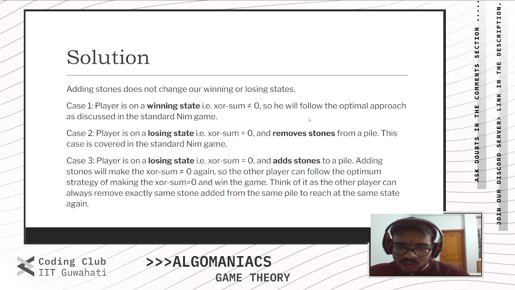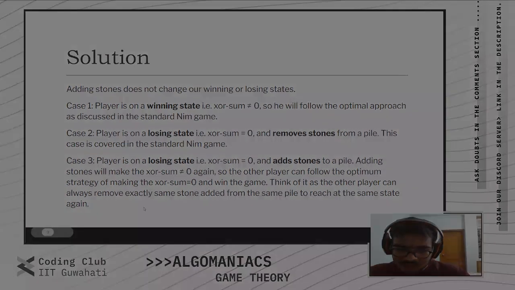just one stone in the last pile, that makes it 1, 2, and 4. So what the player can do is just remove that one stone from the last pile and make it 1, 2, 3. So he just reverted those changes and made the XOR sum 0 again. So that's how it works. That's what I've written. Think of it as the other player can always remove exactly the same number of stones from the same pile to reach the same state again.